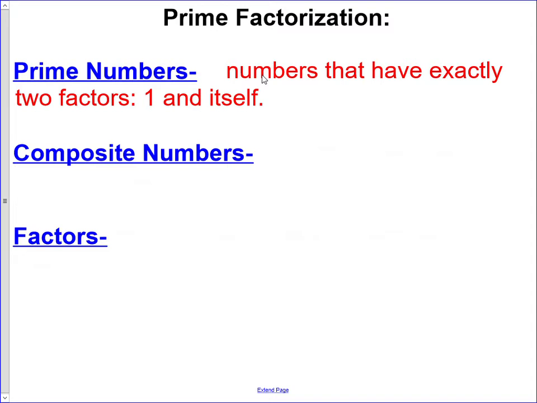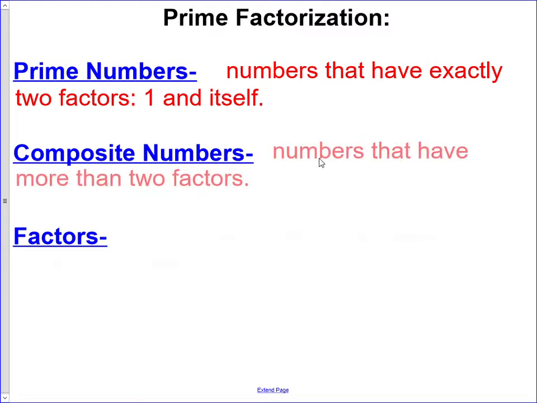So the only way you can multiply and make a prime number is to multiply 1 times that number itself. A composite number are numbers that have more than two factors. Okay, so all numbers are going to have 1 times itself. But if you can find any other way to multiply and make that number, say 6, I can do 1 times 6, but I can also do 2 times 3. So it has more than two factors, so 6 is a composite number.